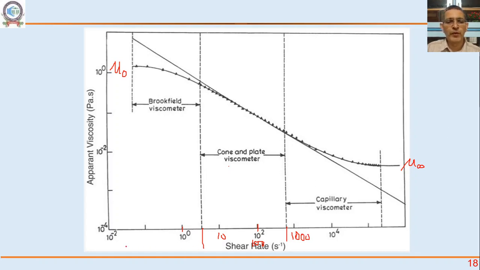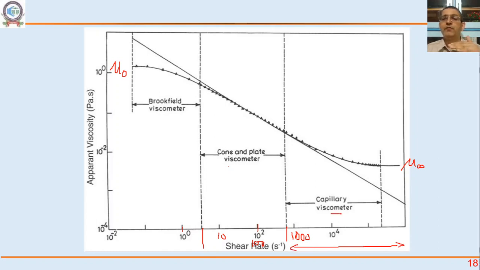If you want to go to very low values of strain, you can use a Brookfield viscometer, the two cylinders rotating, either the inner cylinder rotating or the outer cylinder rotating, or sometimes instead of a cylinder there is a disc that is rotating. And if you want to make measurements at high shear rates, you can go to capillaries, the capillary viscometer.